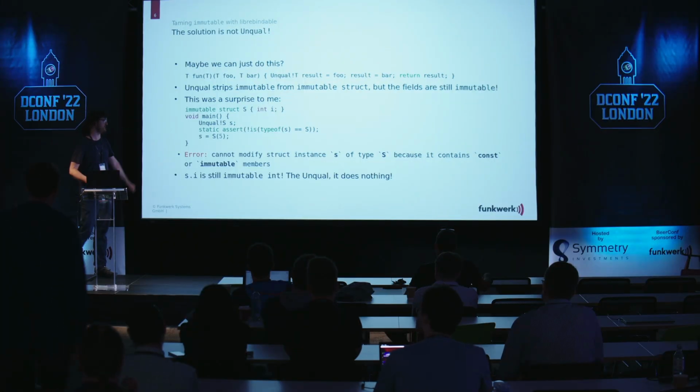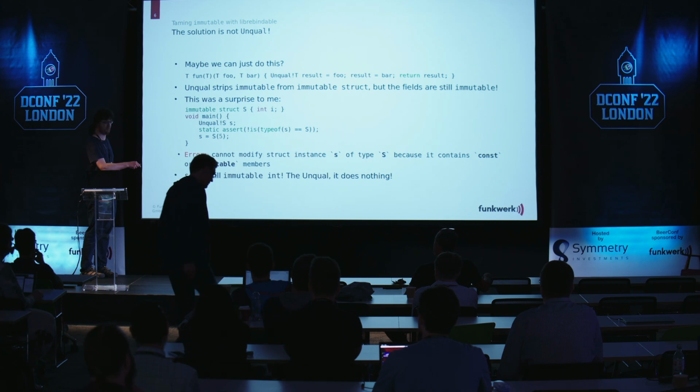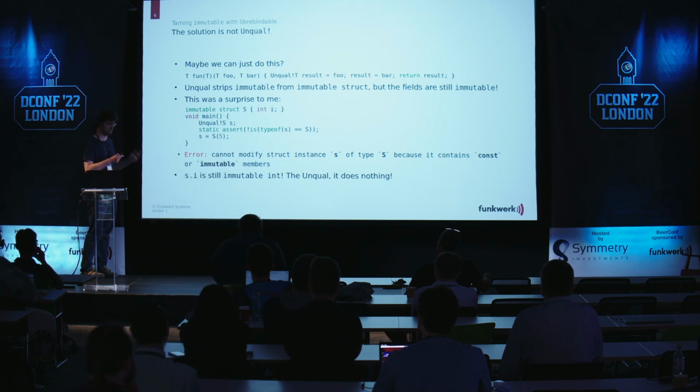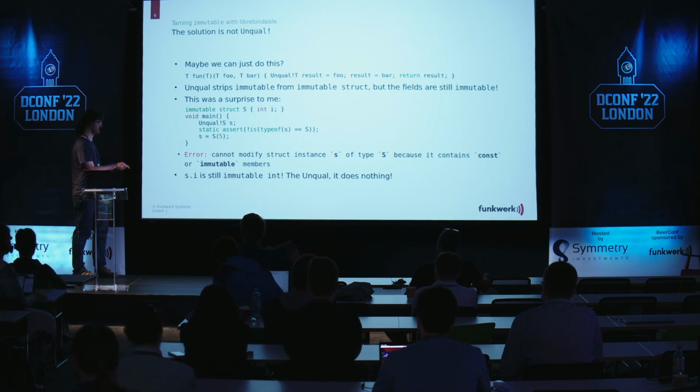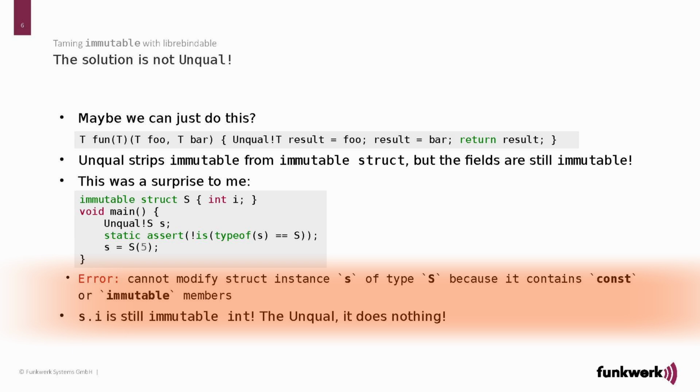You can see that. We can do the type comparison. You can say it's not S. You're not getting S here. The string of S is immutable S, and the string of Unqual S is just S. But you can't overwrite it. Even though you'd think it should be mutable because you've stripped the immutable off, every individual field is still immutable. It's still immutable memory. It cannot be mutated.